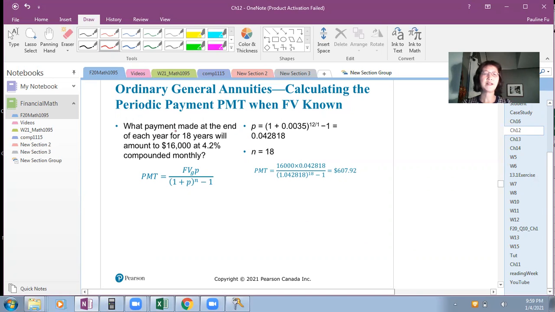What payment made at the end of each year for 18 years will amount to 16,000 at 4.2% compounded monthly. So what payment each year means, what is PMT? For 18 years, each year you make 1 payment. So N equal to 18. Will amount to means this is the future value FV.